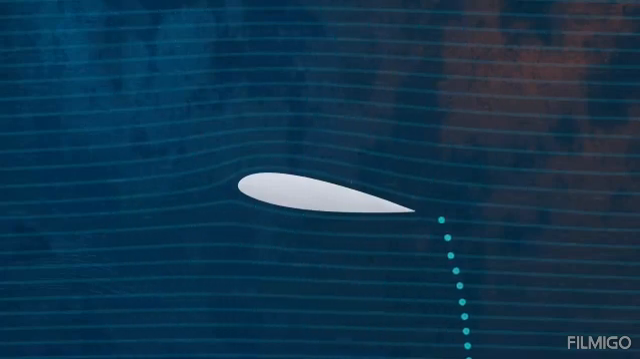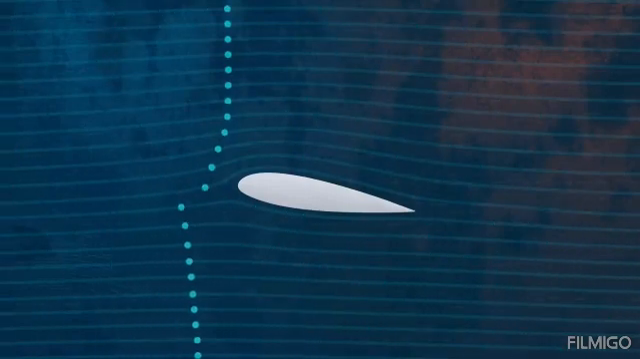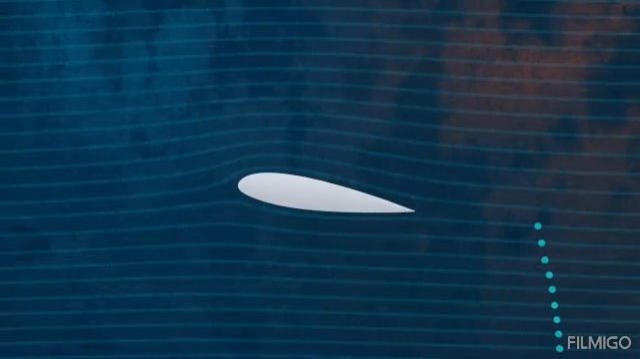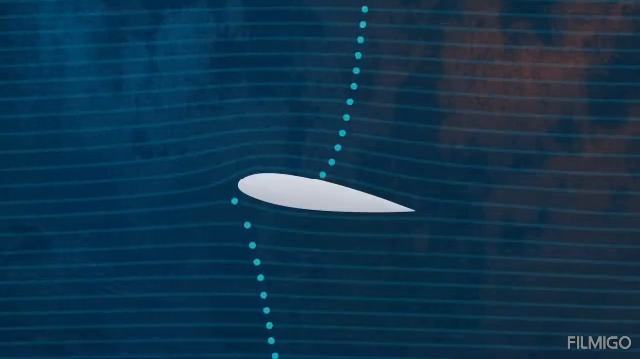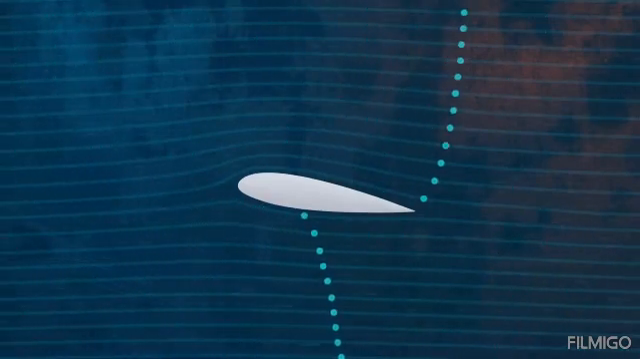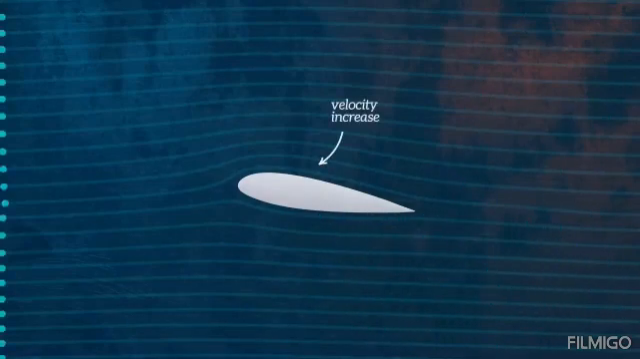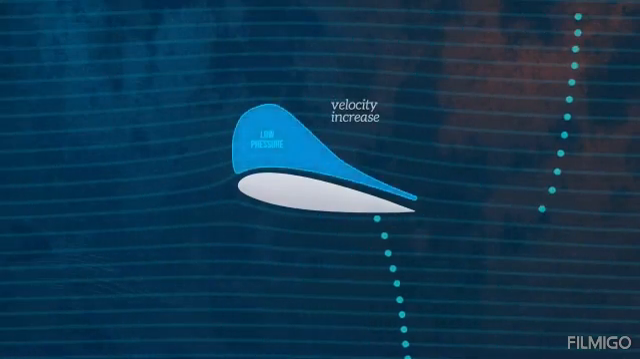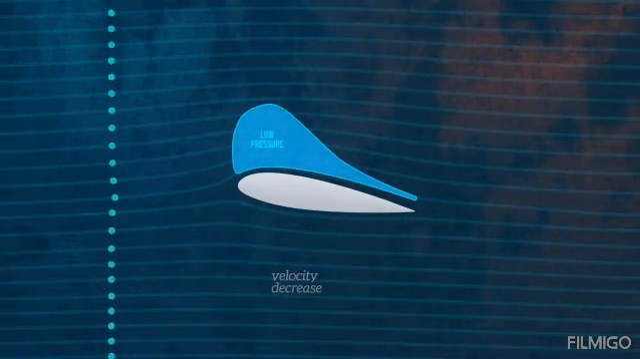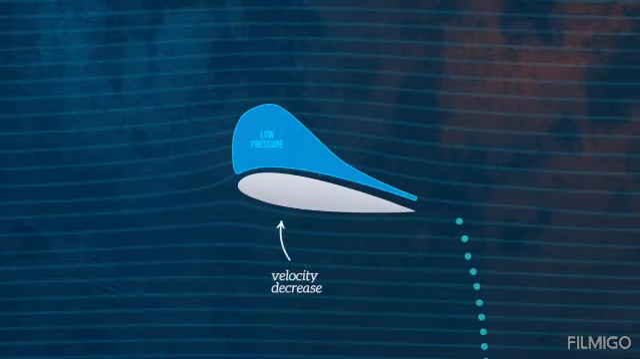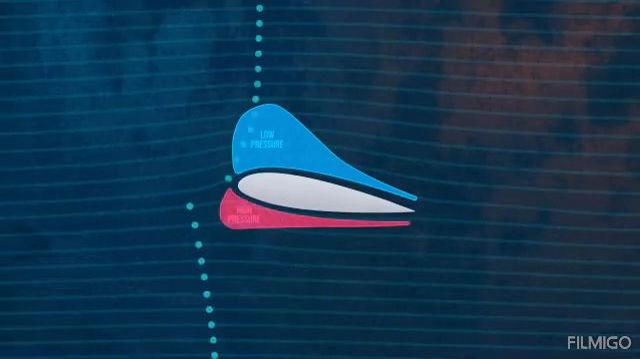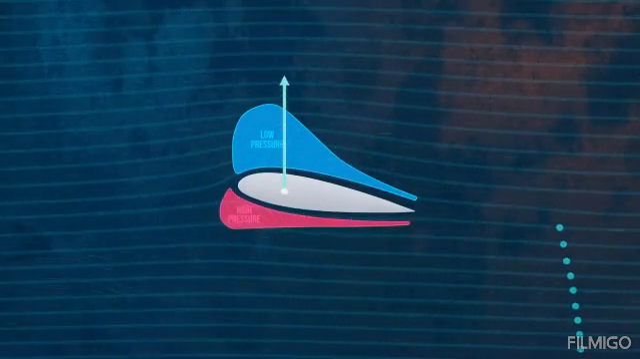Bernoulli's principle tells us that when the velocity of a fluid increases, its pressure must be reduced, which is just a statement of the conservation of energy. This means that the increase in velocity above the airfoil creates an area of lower pressure, and the reduction in velocity below it creates an area of higher pressure, and this pressure difference creates the lift force.